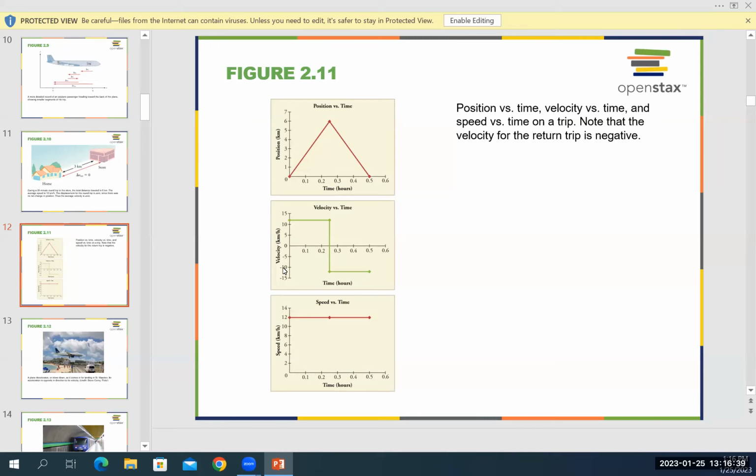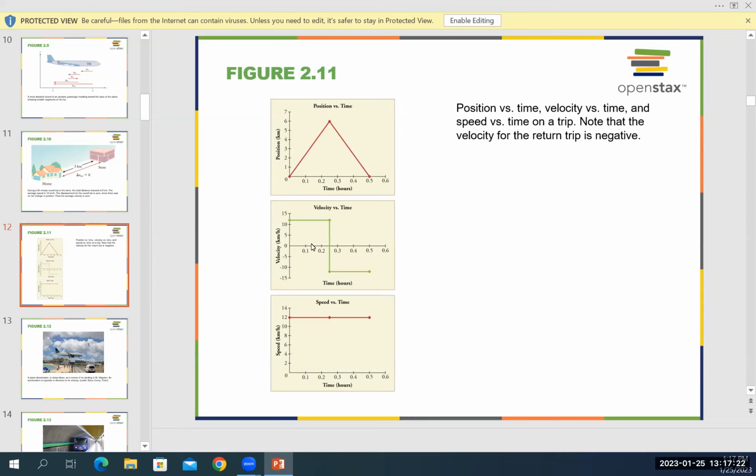We can take it a step further. If we look at our speed versus time chart, this is our velocity, or speed, I guess, over time. Look what we get. It's constant. So what that tells me, this is something called acceleration. Acceleration is the change in velocity over the change in time.